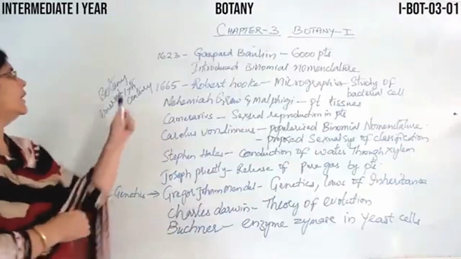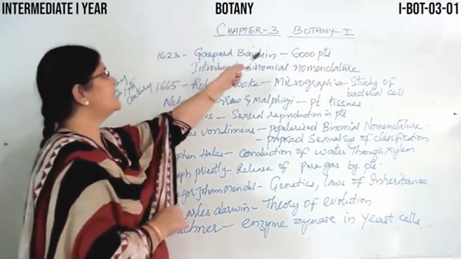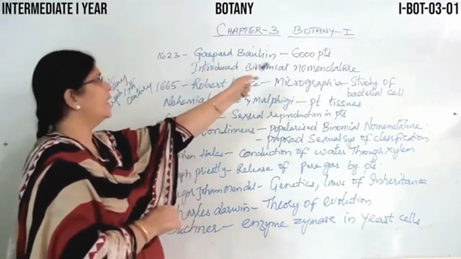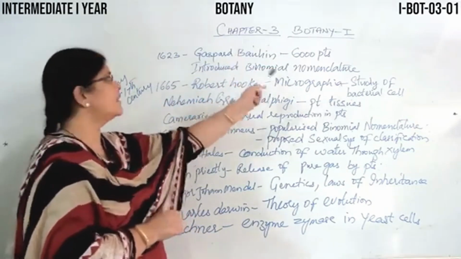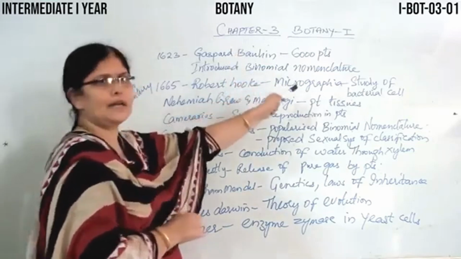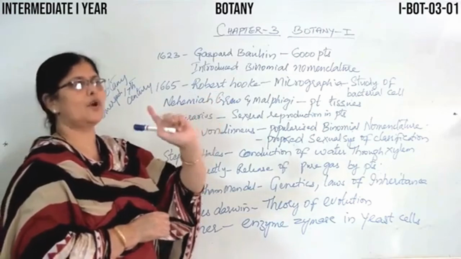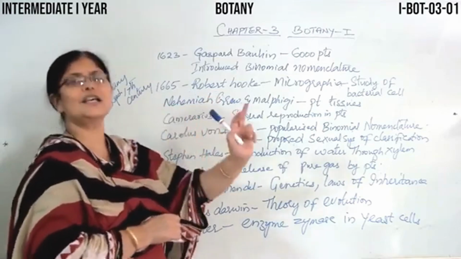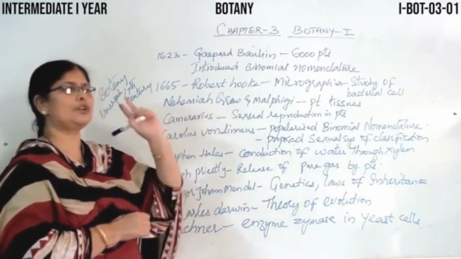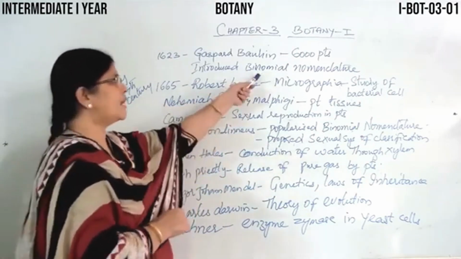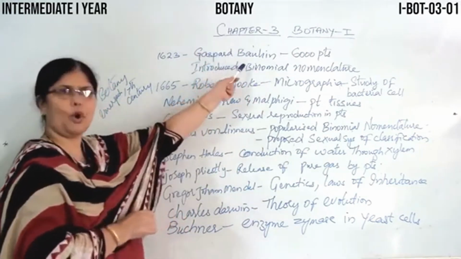In the year 1623, Gaspard Bauhin described 6,000 plants, and he introduced a system of nomenclature for naming plants, which is called binomial nomenclature. That is, every living organism will have two names. One is called the generic name, the other is called the specific name. This idea of every living organism having two names, also called binomial nomenclature, was first introduced by a scientist called Gaspard Bauhin.